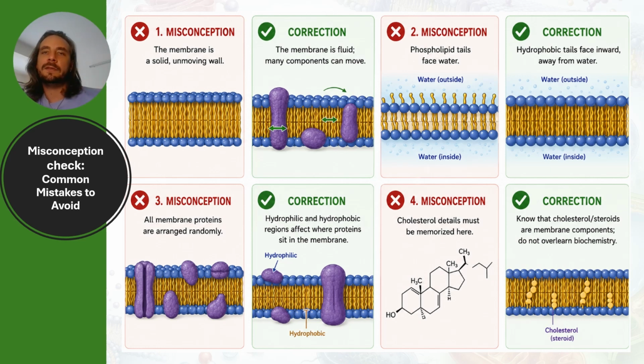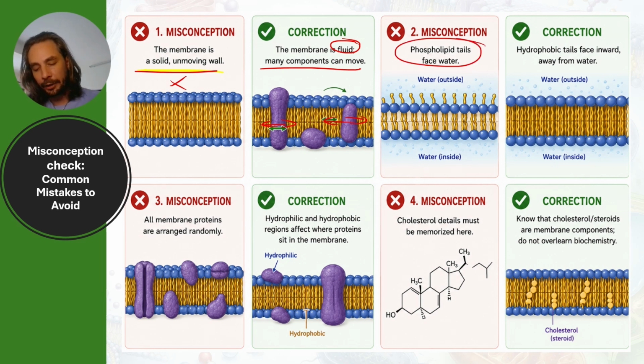So some common misconceptions to avoid. The membrane is a solid unmoving wall. Okay, no. The membrane is a fluid, meaning it can move and it has many components that can also move within this cell membrane. Phospholipid tails face the water. No. So phospholipid tails would turn inward toward each other, and they would form this non-polar region that does not interact well with water. Okay.